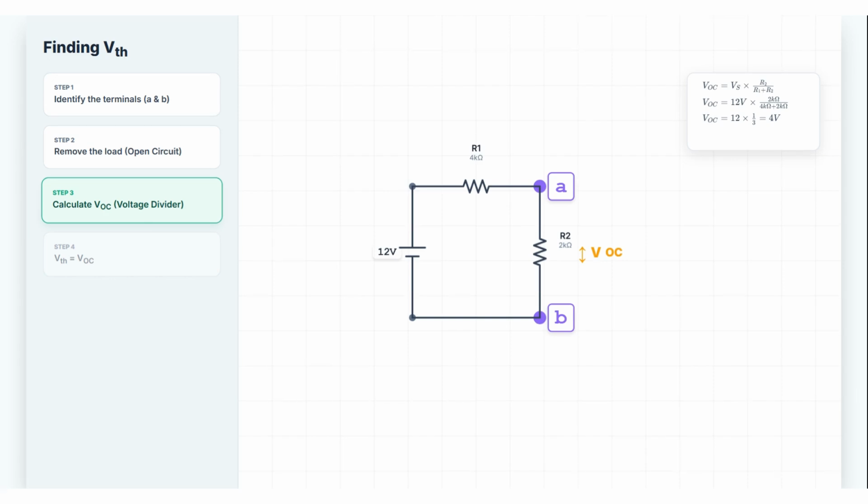VOC equals 12 times 2 divided by 6. VOC equals 4 volts. Step 4. VThevenin equals 4 volts. Done.